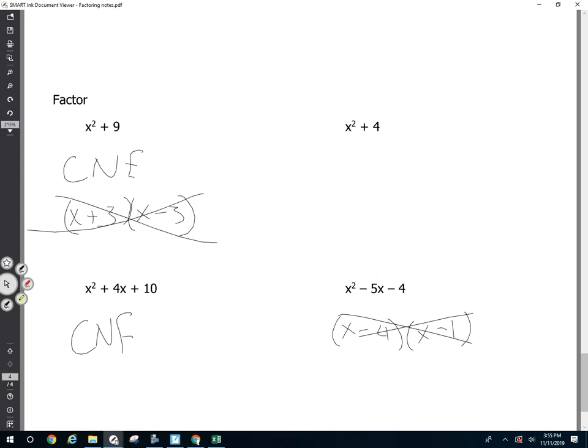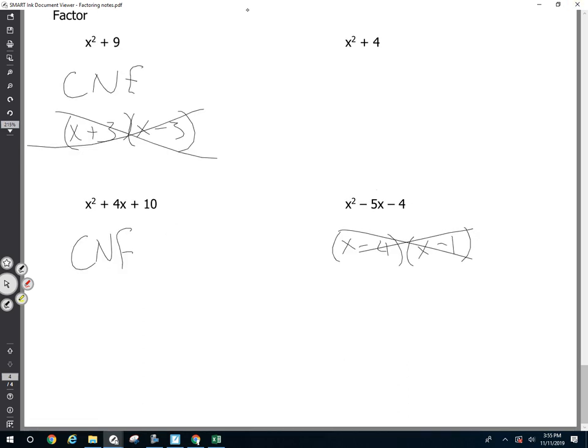This is where our other techniques that we are going to spend a lot of time on for the rest of the unit come into play. How can I solve this when I can't factor? Okay? All right, moving on though.